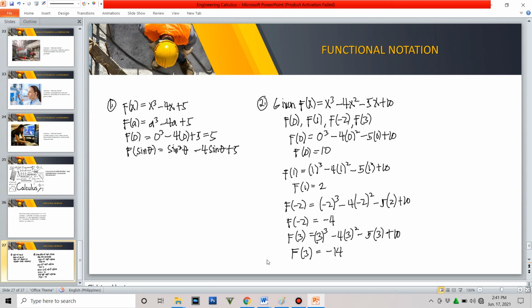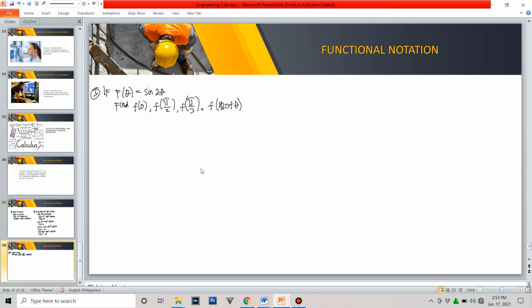Okay, so let us have more examples. Let us consider this example. If the function of theta is equal to sine 2 theta, let us find f(0), f(pi over 2), f(pi over 3), and f(180 plus theta). So for the first function, let us have f(0). This is equal to sine 2 times 0. So in short, that is sine 0, which now equates to 0.